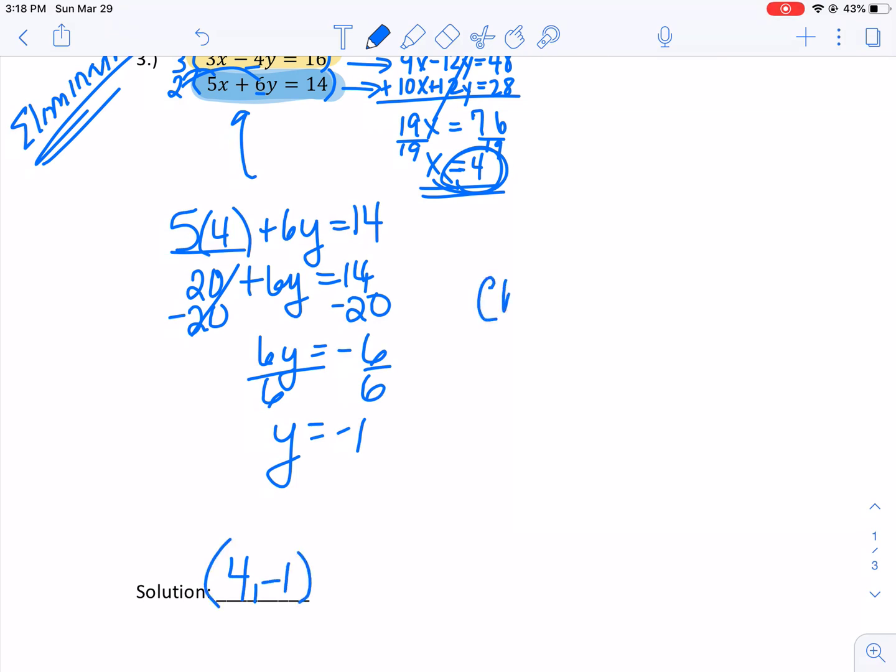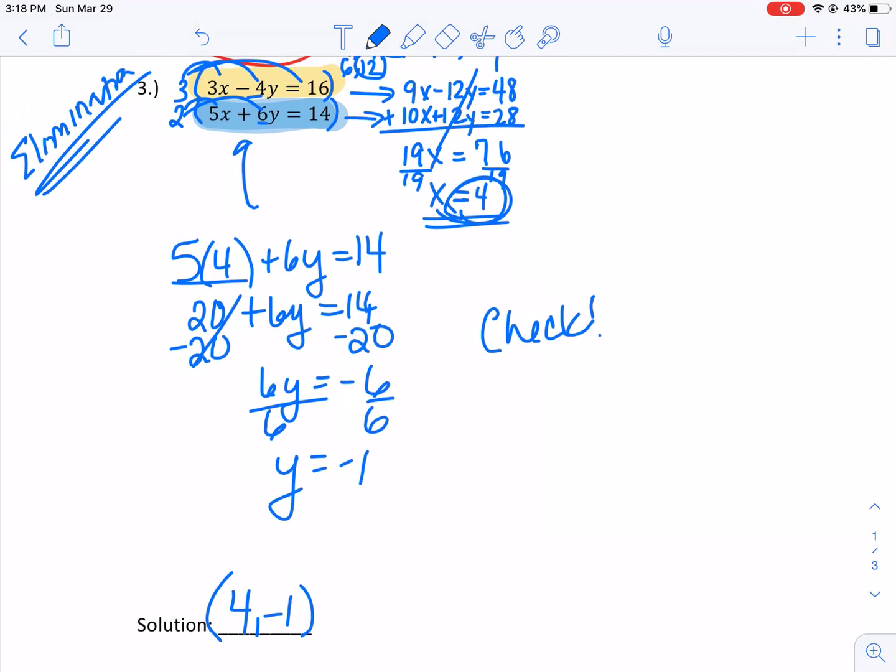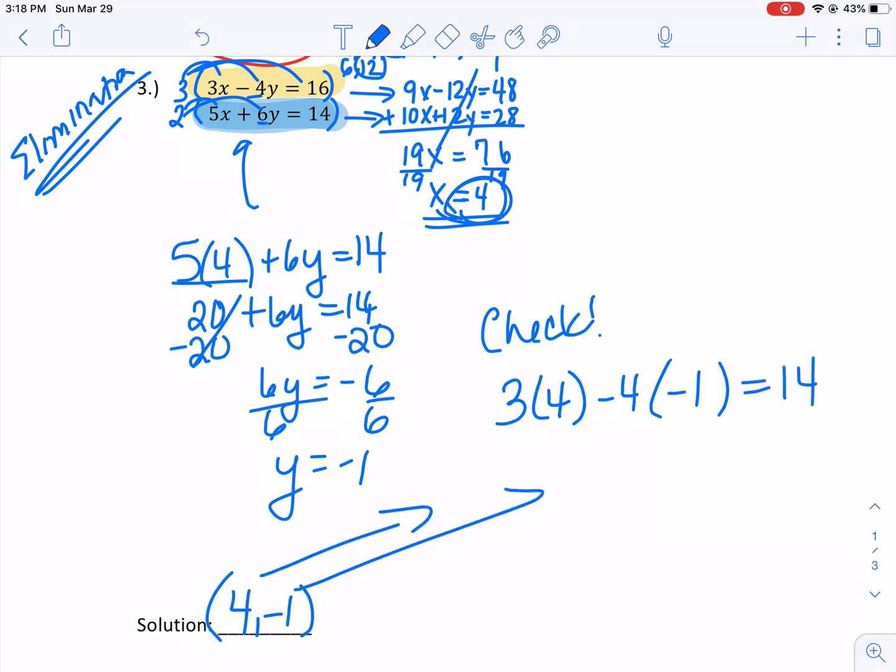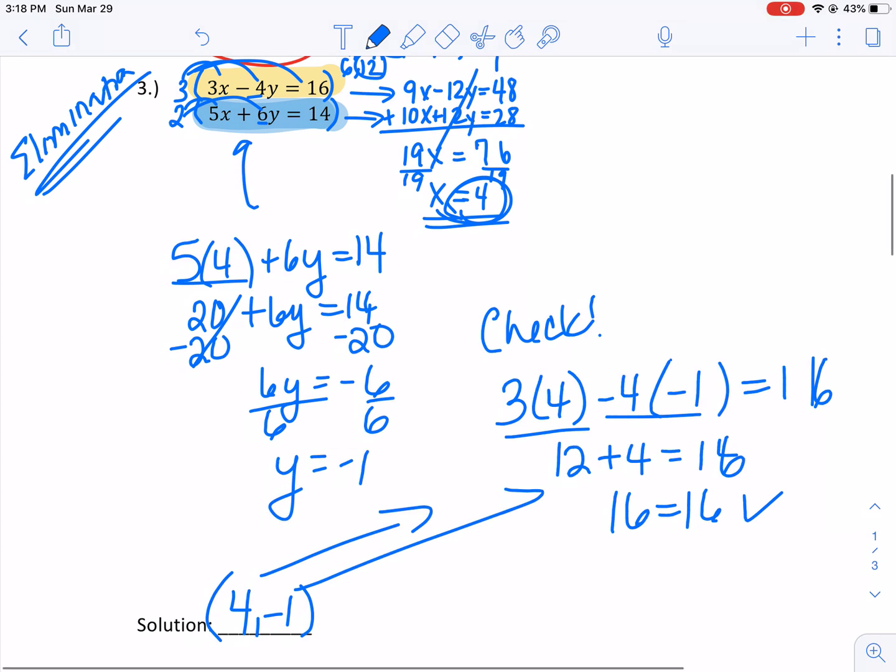If I do the algebraic check, I'll use my top equation just because I used my bottom equation to solve for my y. So let's go 3 times 4 minus 4 times negative 1, right? I'm using these values, equals 14. 3 times 4 is 12. Negative 4 times negative 1 is positive 4, equals 16, not 14. Change that. 16. Yes, 16 equals 16. Check.